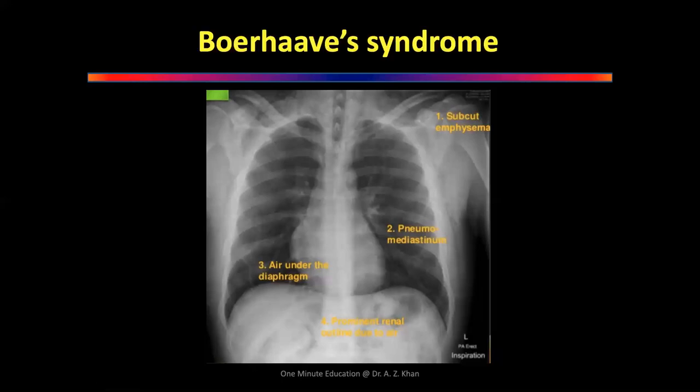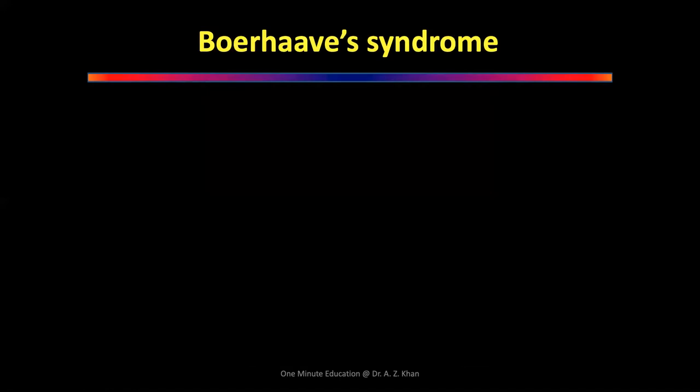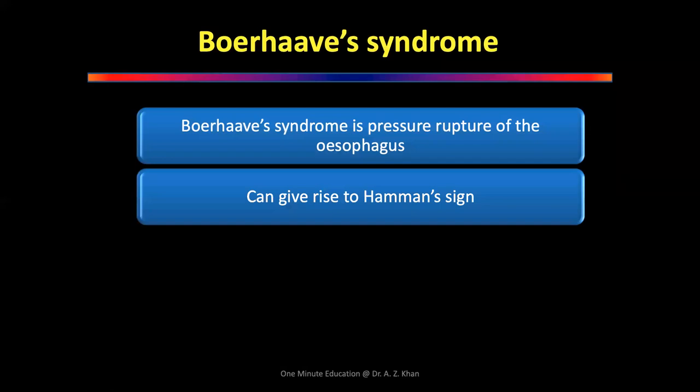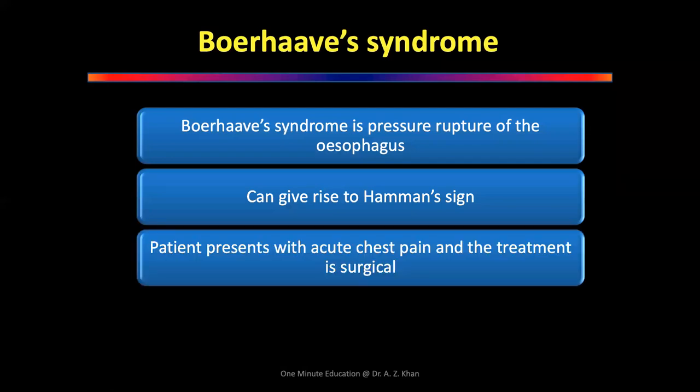Okay, this is Boerhaave syndrome, okay? This is Boerhaave syndrome. Now the key thing with Boerhaave syndrome is the pressure rupture of the esophagus and can give rise to the Hamman sign. We'll talk about that in a minute. And patient presents with acute chest pain and the treatment is usually surgical if you get to it in time.